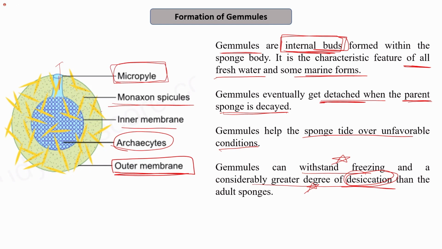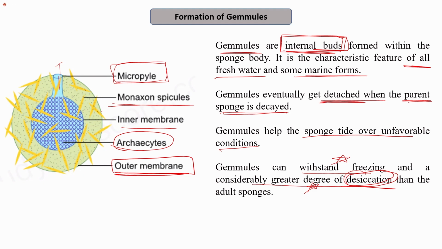So gemmules are the internal buds which are formed within the sponge body, and they are mostly formed in the freshwater sponges instead of the ones present in marine, although they are formed in some marine forms also, and they are mostly formed during the adverse conditions. So till now we have seen different kinds of cells, like amoebocytes, which are archaeocytes, and choanocytes. These are the things that we need to remember.